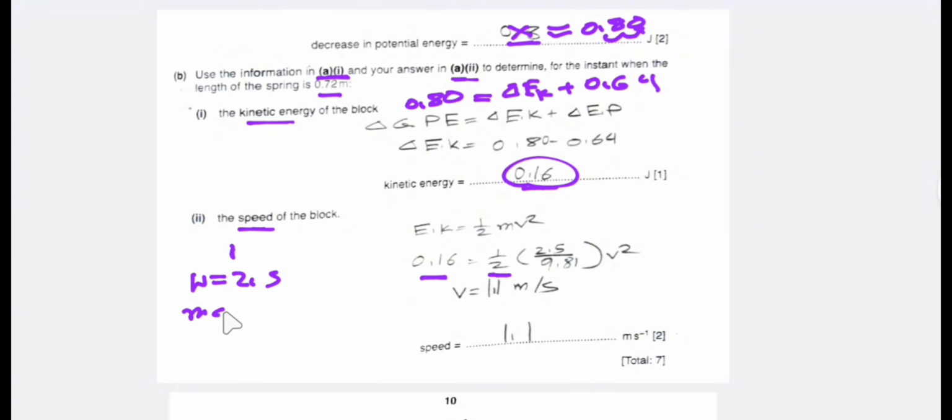So what is the mass? Mass times gravitational field strength is equal to 2.5 Newton. So the mass is equal to 2.5 divided by 9.81. So we have half times 2.5 by 9.81 times v squared, and we need to find this v, the speed. After calculating, we get the speed as 1.1 meter per second, that is two significant figures.